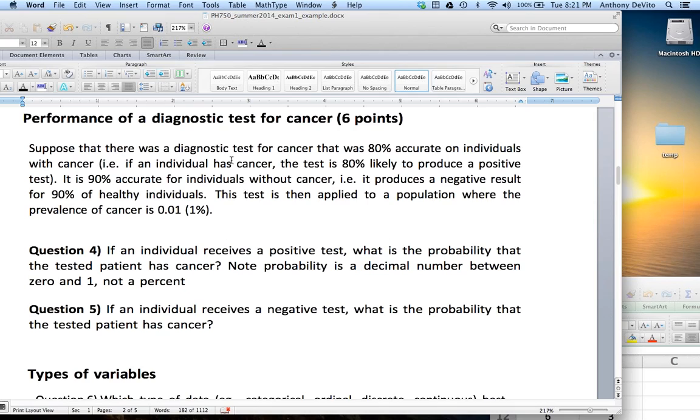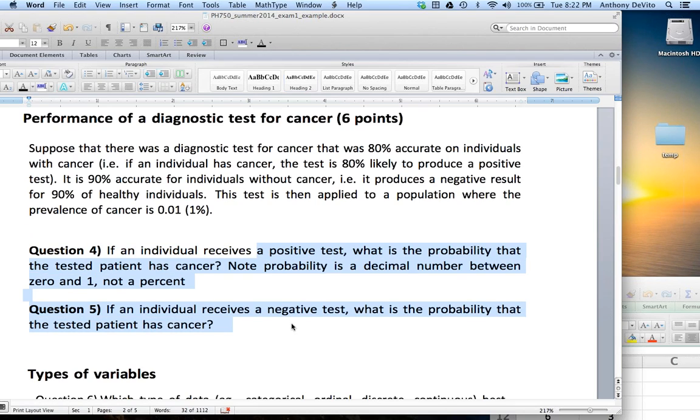Diagnostic test for cancer. Suppose a diagnostic test for cancer was 80% accurate in individuals with cancer. That's the sensitivity. And the test gives a negative result 90% of the time in healthy individuals. So that's the specificity. Then this test is applied where there is a prevalence of 1%. If an individual receives a positive test, what is the probability that the patient has cancer? Okay, that's the positive predictive value.